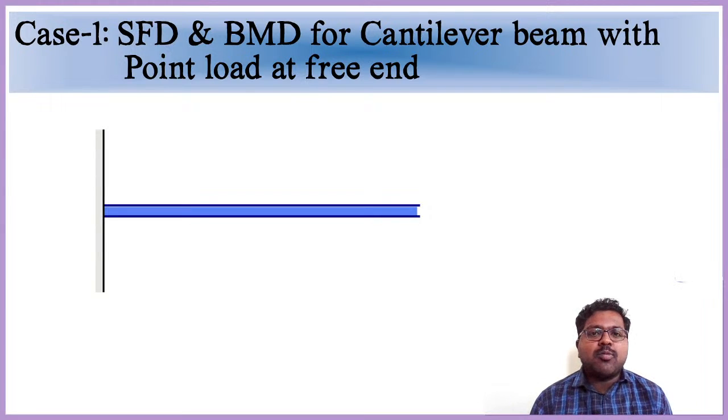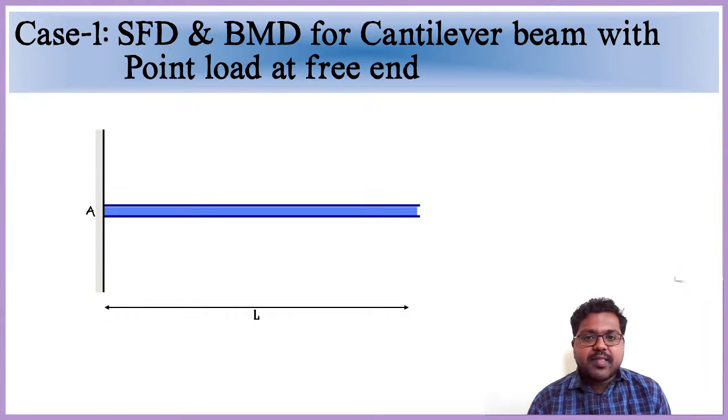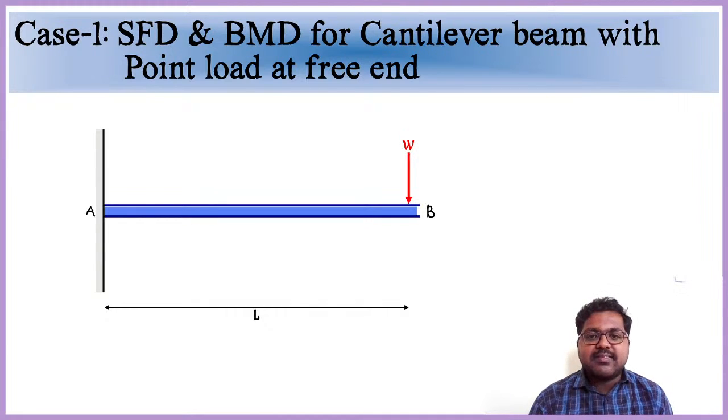shear force diagram and bending moment diagram for a cantilever beam when a concentrated load is acting on the beam at its end. Means, see here, I am considering a cantilever beam, I am taking it like AB. I am considering a cantilever beam AB of length L subjected to a point load W at its free end. So at its free end, a load W, either in newtons or kilonewtons of intensity, is acting on the cantilever beam. So now for this load, we need to find the shear force diagram and bending moment diagram.